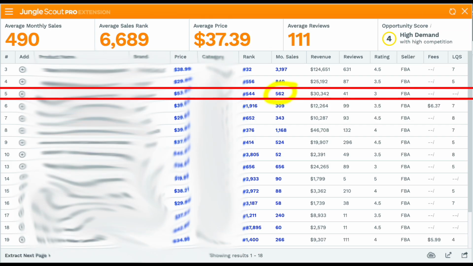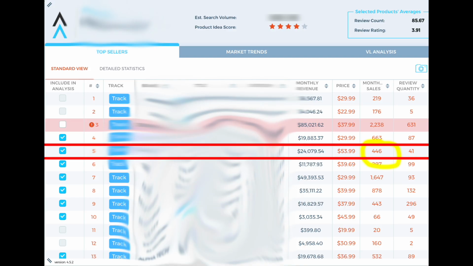Next we have Jungle Scout. Jungle Scout said 562 units sold. So it's a little bit high, but it's pretty close still. Nothing where I'd be like, all right, I'm not going to use this tool. Next we have Viral Launch, which says 446. So slightly lower than the actual numbers, which personally I'd rather have slightly lower than slightly higher for most of these tools, because I'd rather think a product is selling less than think it's selling too much, if that makes sense.